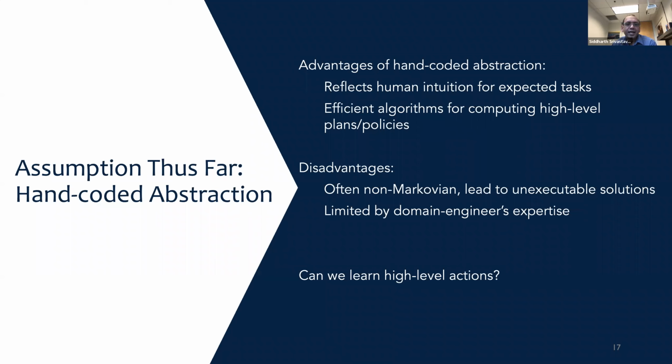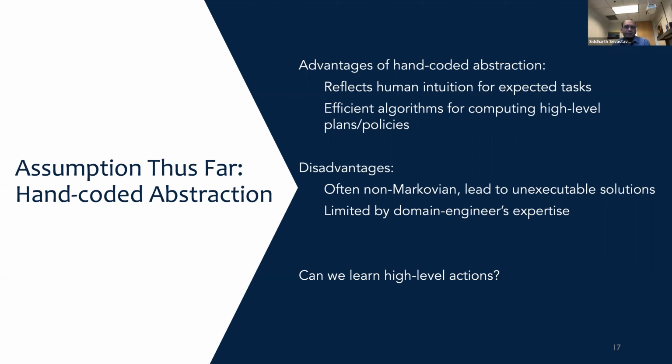But the problem is that because this is hand-coded and intuition-driven, it often leads to incorrect abstractions. You can end up in situations that are not even Markovian. So there is some benefit or value in being able to learn these abstractions. And the question is, how do we do that? In particular, how do we learn high-level actions?